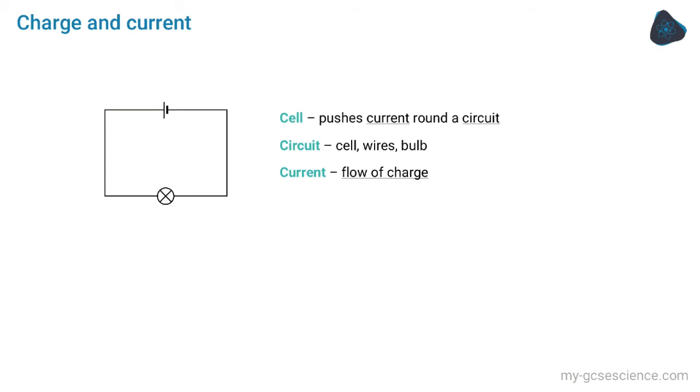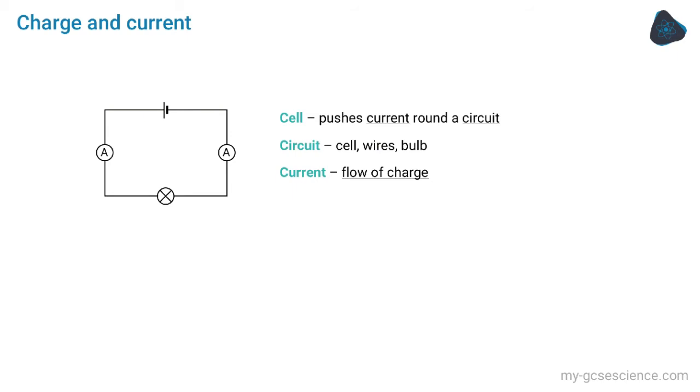Because these charges can't be used up, this means that the total current leaving the cell must be equal to the total current returning to it. As a matter of fact, in a circuit like this, the current is exactly the same everywhere. So we could put an ammeter here, or here, or anywhere else in the circuit for that matter, and it would always show exactly the same value.